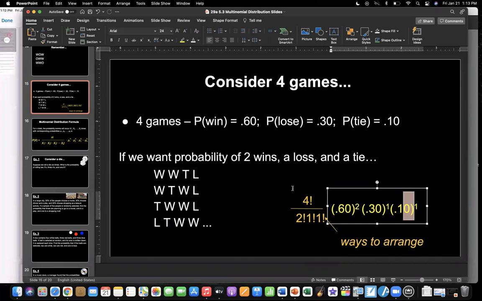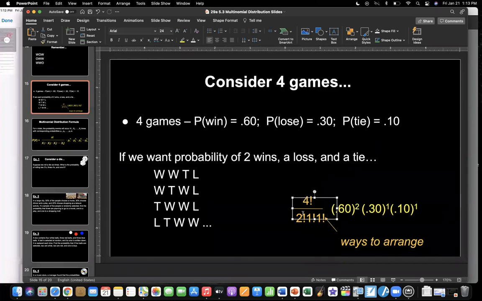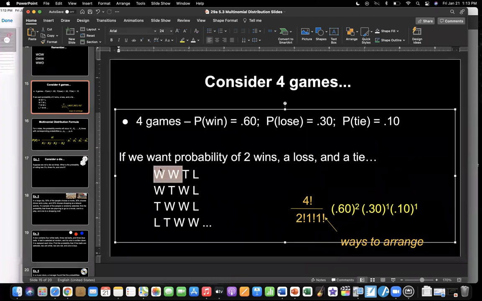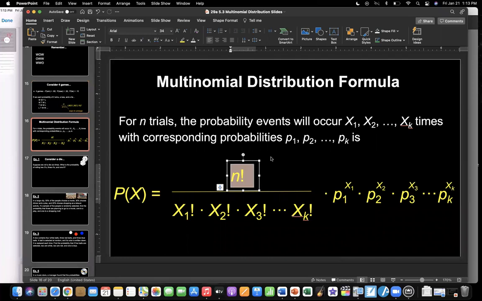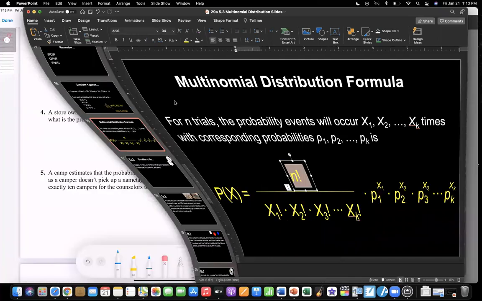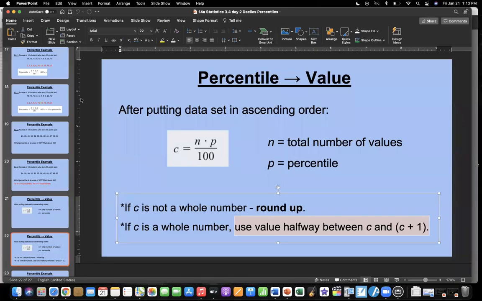Right, because if I have 4 games, well, that's 4 factorial. But remember, we have to divide by any that repeat, right? Because, for example, I have 2 W's here. So if I switch these 2 W's around, it's still WWTL. That's not a new arrangement. So dividing gets rid of those, just switching around, and it's the same thing. So those repeated ones. So our formula looks like this. It's the number of values, then we split up into how many of each we want. Okay, so here, get rid of this as well.